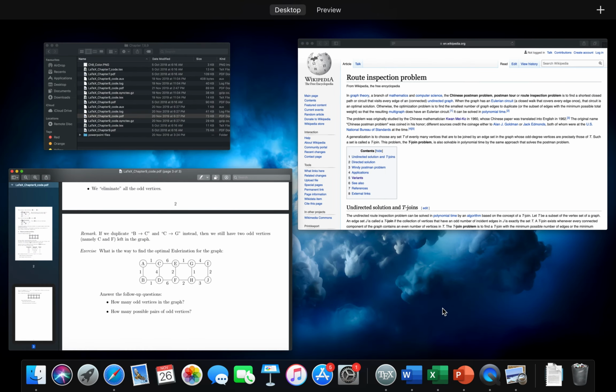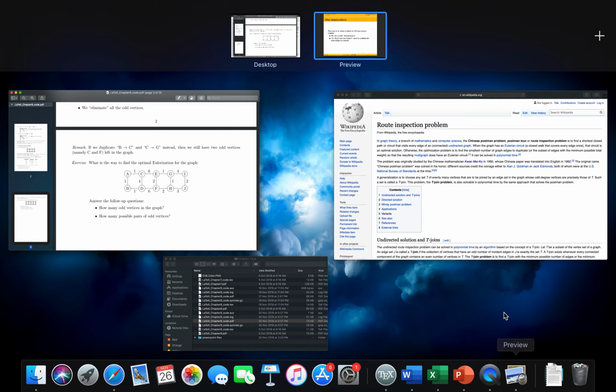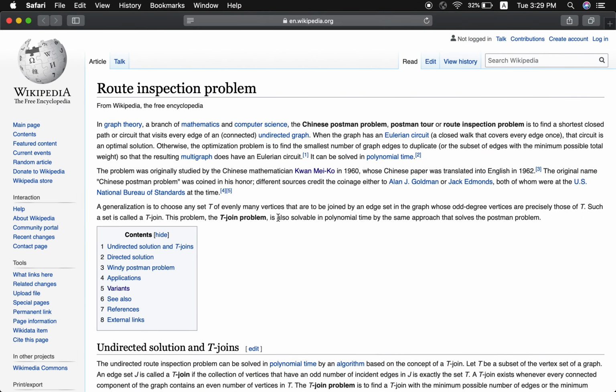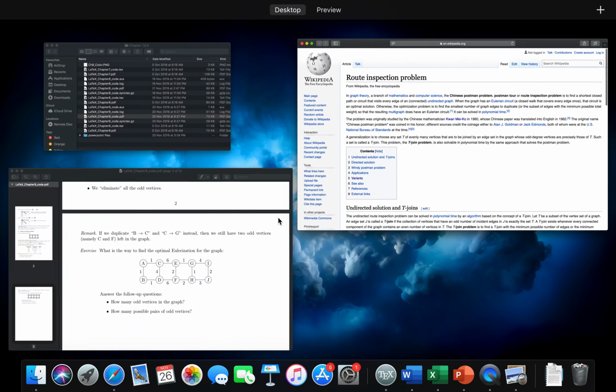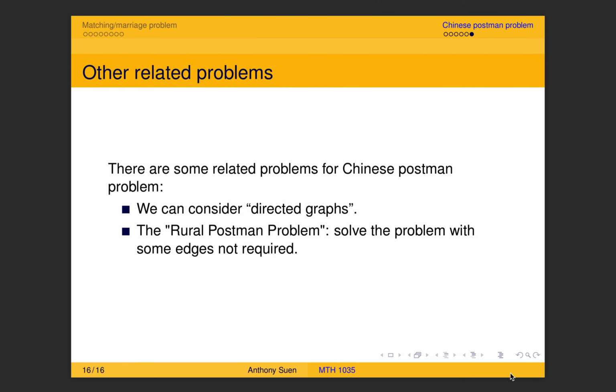Now let me go back to the slide. There are some related problems. If you're interested in those problems, you can have a look. In particular, you can go to Wikipedia, and there are some other related problems. For example, one type of problem is for directed graphs. A directed graph means the graph has arrows for the edges, so you can only go one way but not the other way.